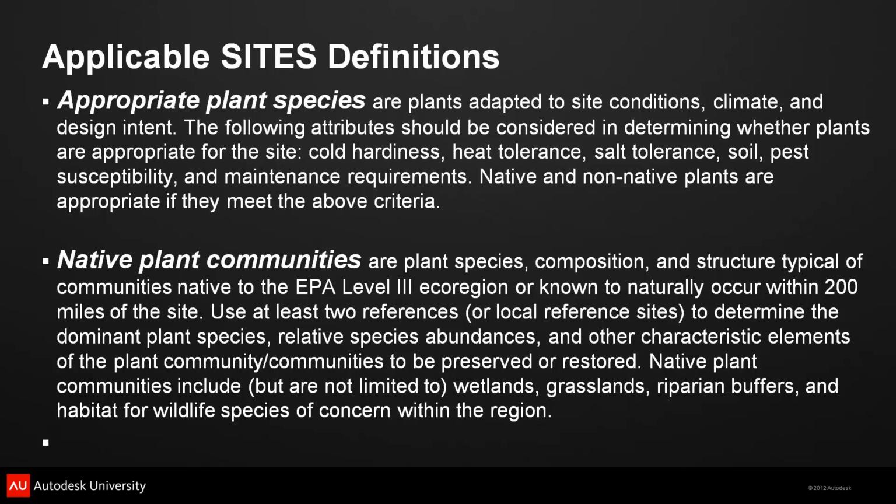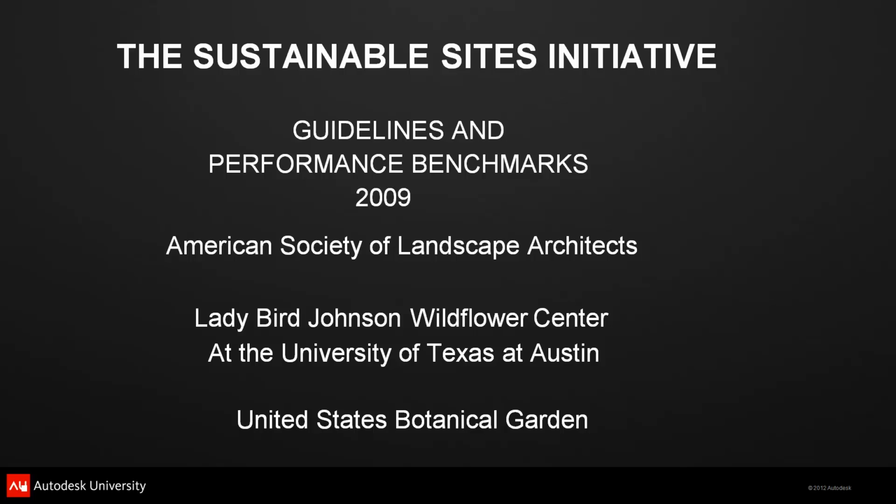Native plant communities are defined as plant species, composition, and structure typical of communities native to the EPA Level 3 ecoregion, or known to naturally occur within 200 miles of the site. Since we are speaking about SITES, I will provide you with a brief update on SITES.